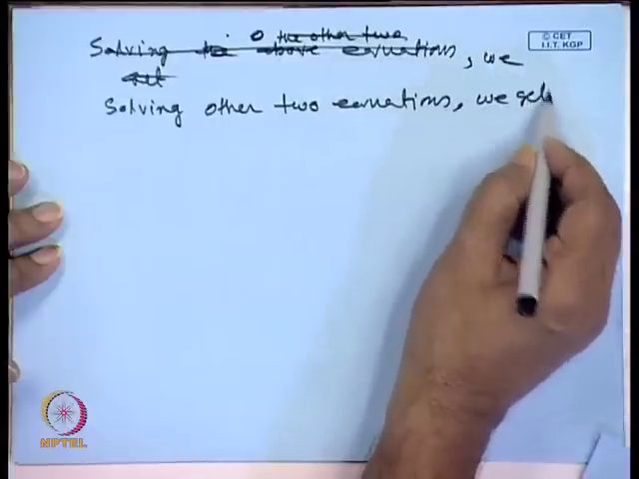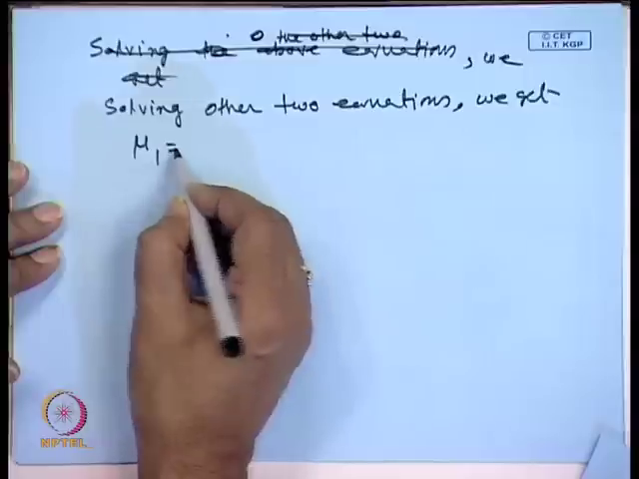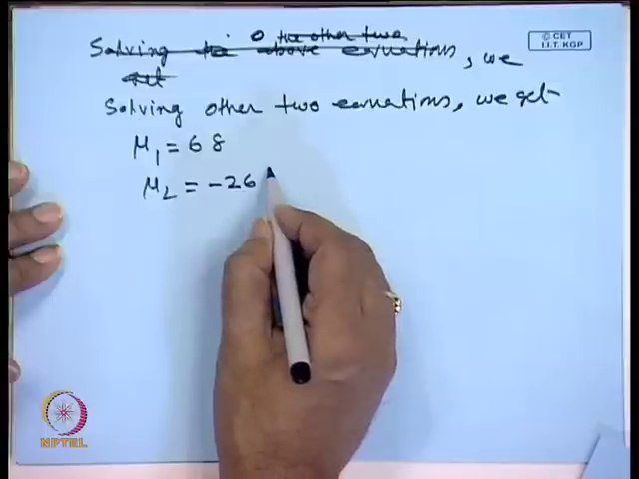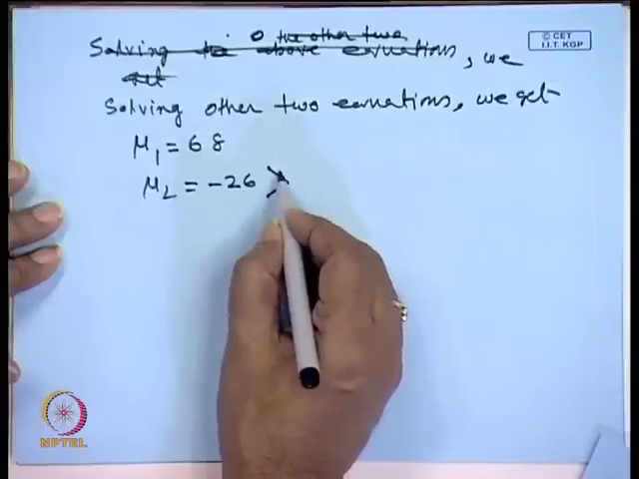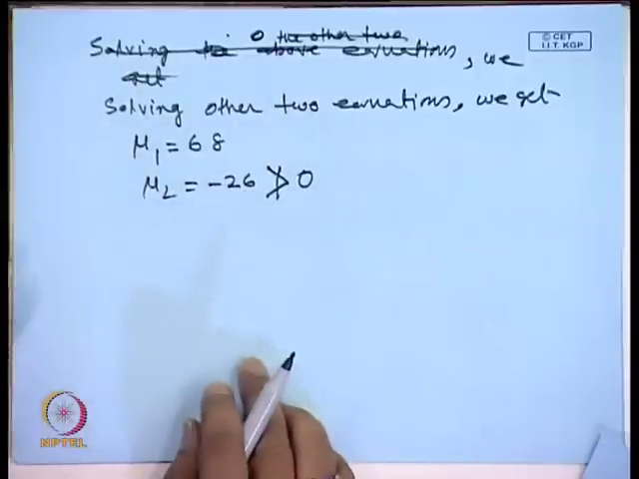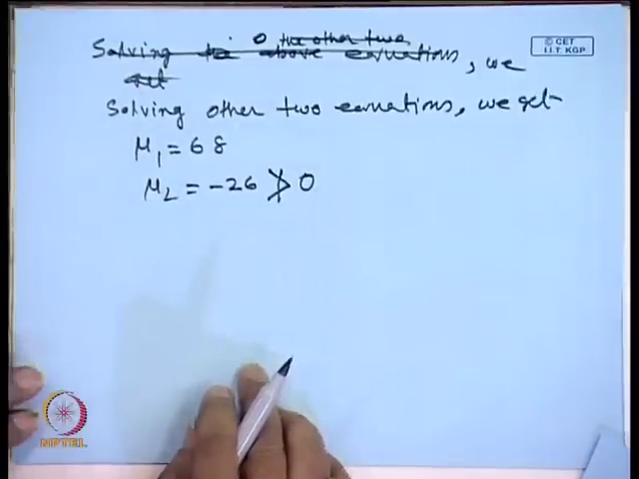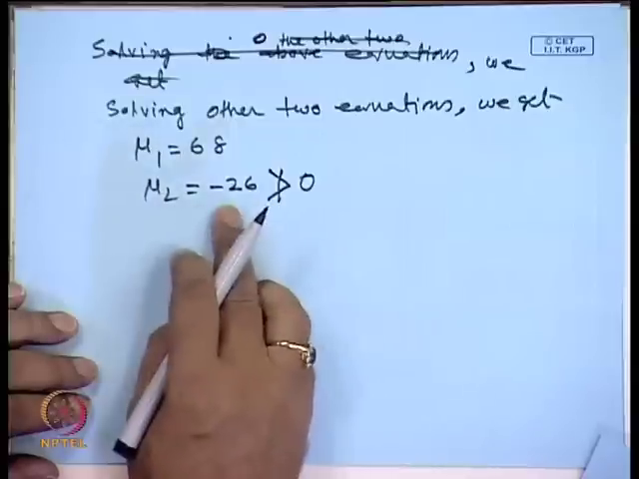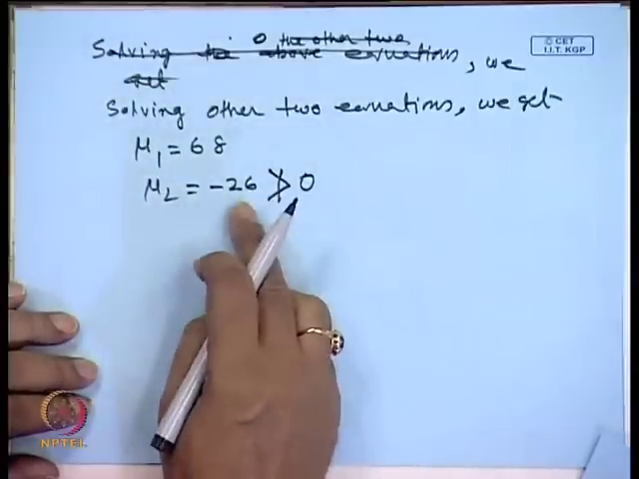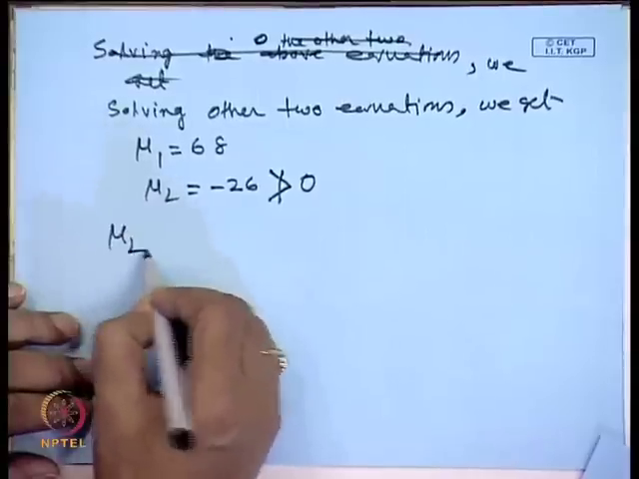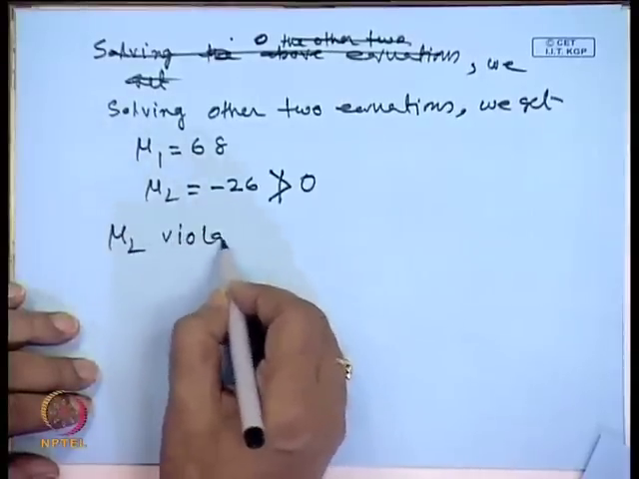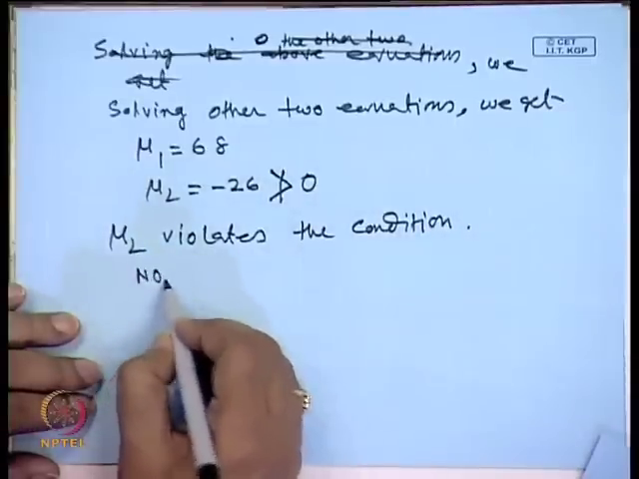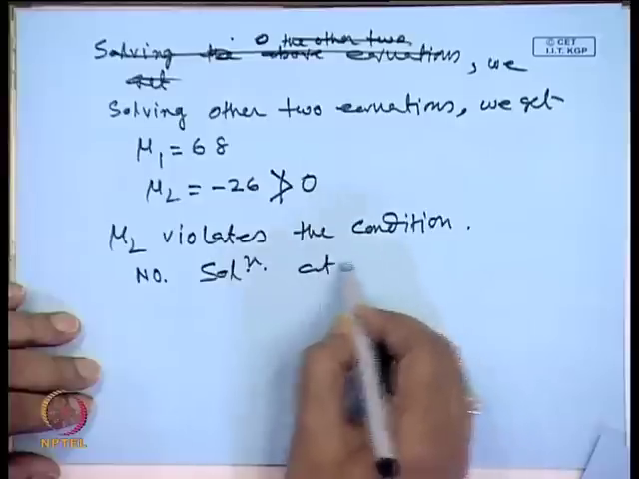We get mu 1 is equal to 68 and mu 2 is equal to minus 26, which is not greater than 0. So, it also violates our Lagrange multiplier conditions. The side constraints are violated, and the Lagrange multiplier for inequality constraints should be positive, but it has become negative. So, mu 2 violates the conditions. So, no solution at this point.